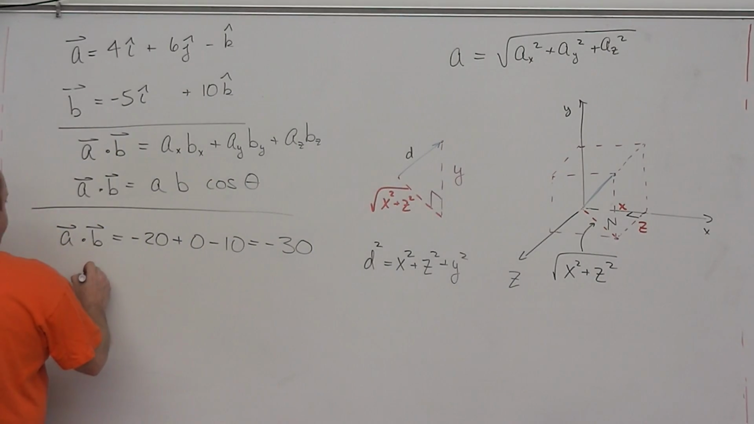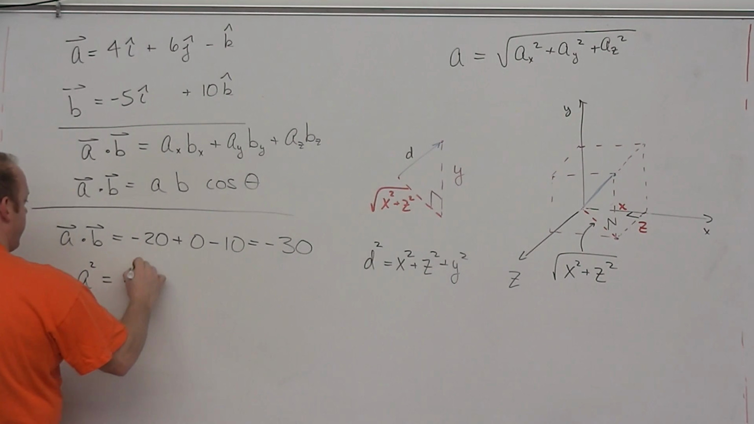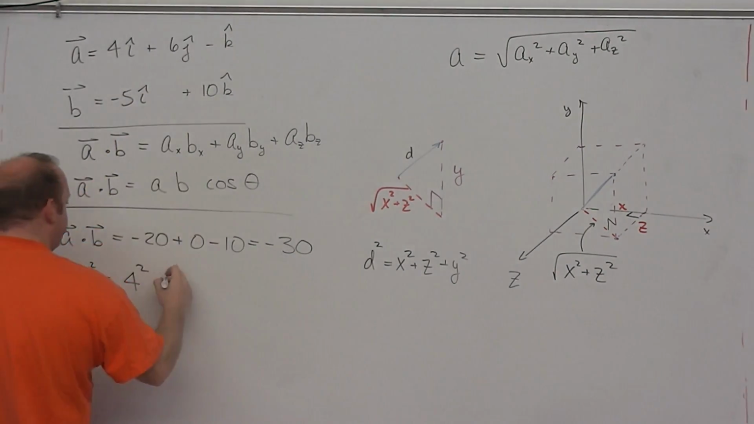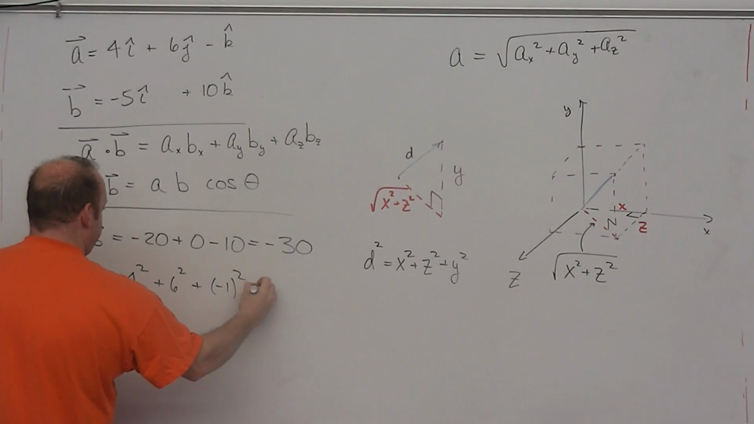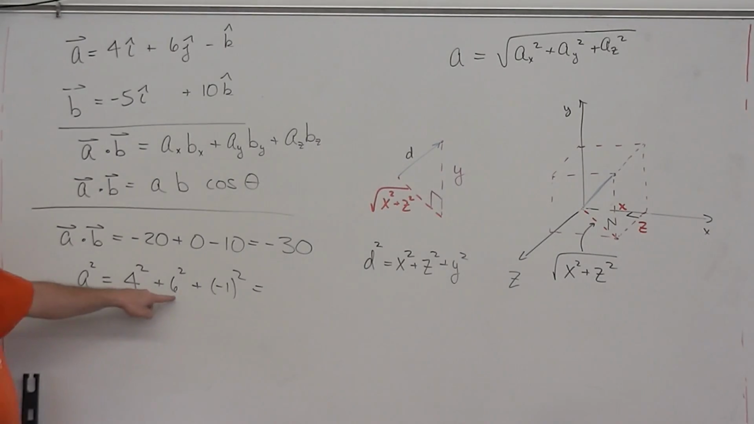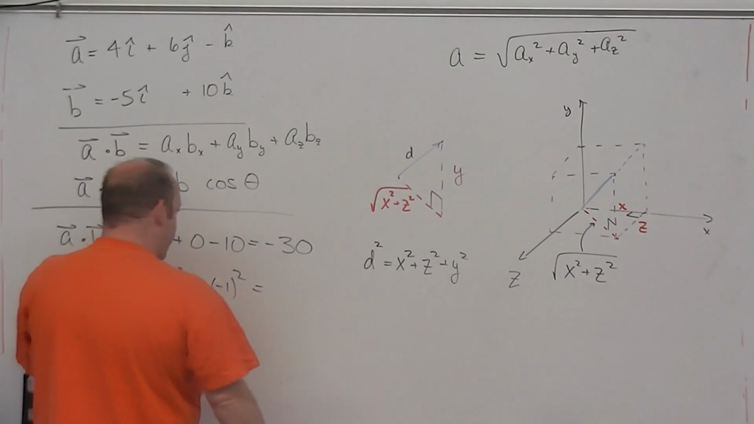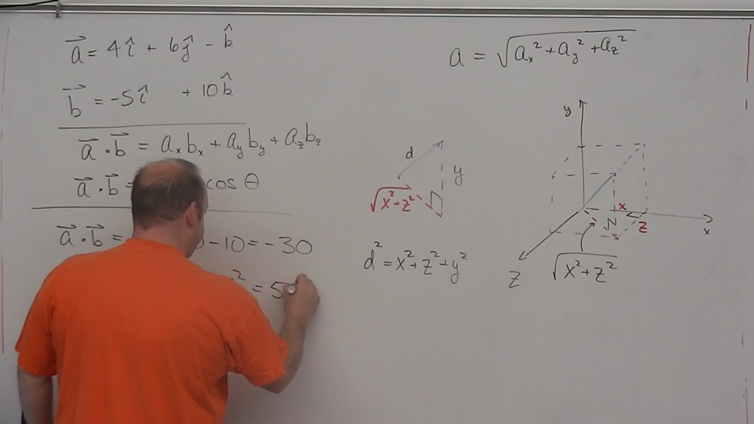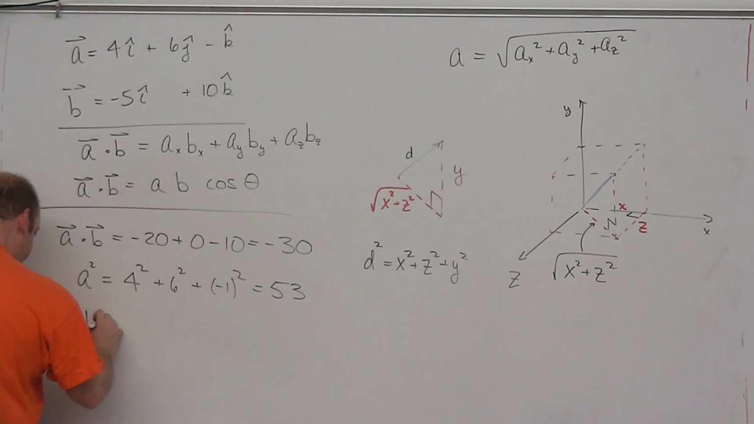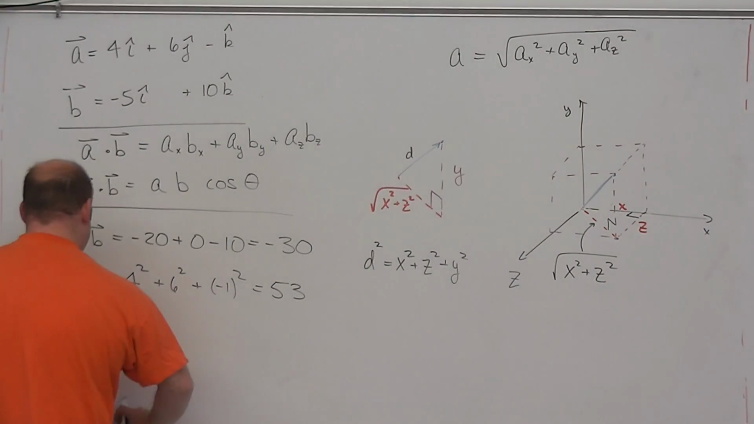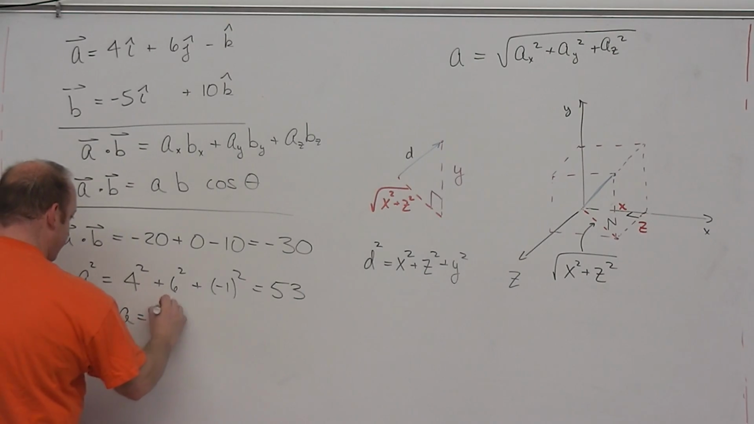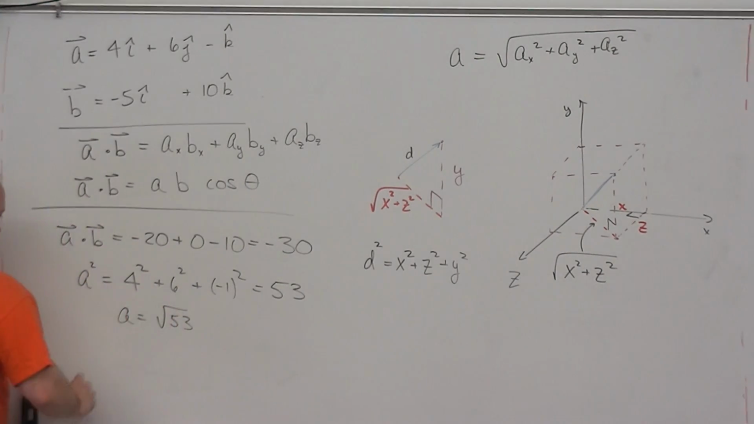So now, A squared will equal 4 squared plus 6 squared plus negative 1 squared. This will equal 16 plus 36, which is 52, plus 1, which is 53. So A is equal to the square root of 53.